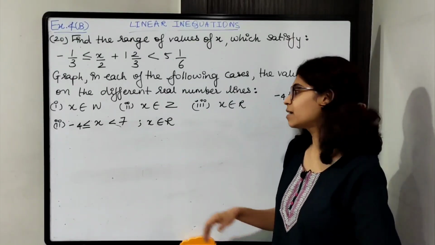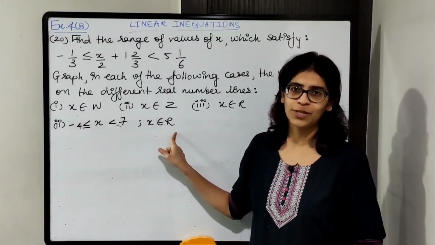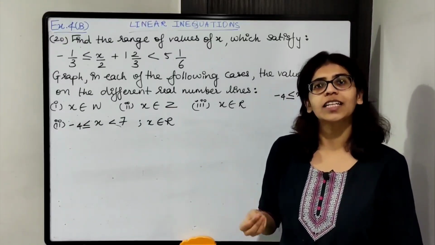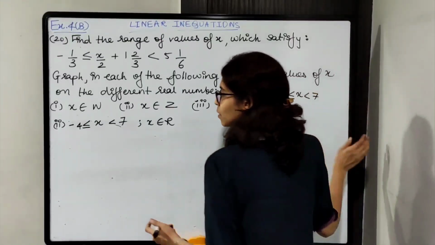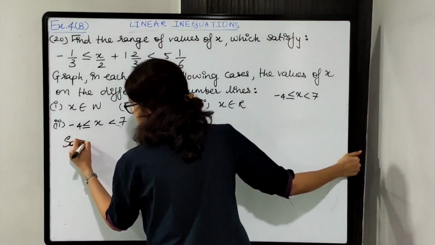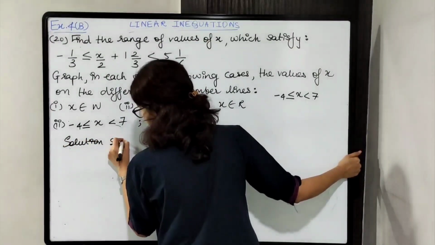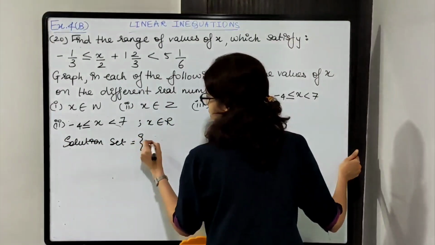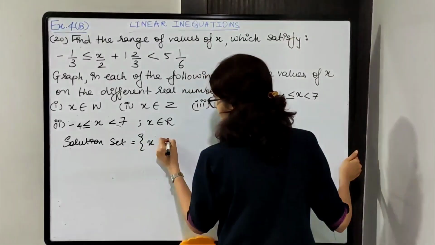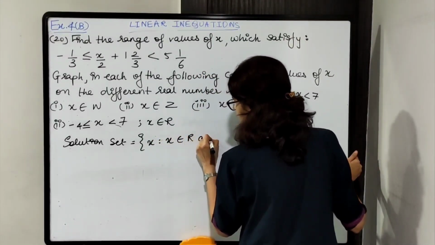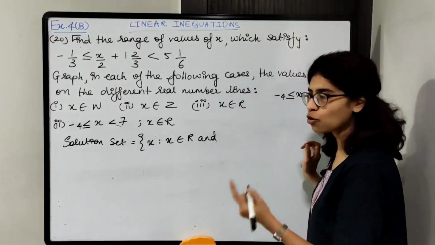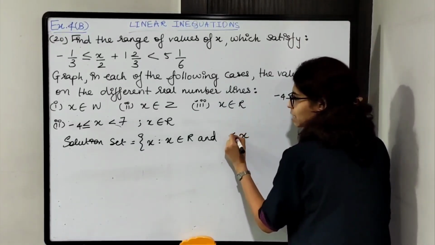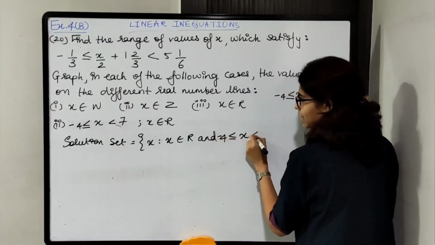Now the third case, x belongs to the set of real numbers. So we'll write down the solution set in set builder form, okay? So the solution set will be the set of all x such that x belongs to R, and now we need to write down the range of x. So x is greater than or equal to -4 and less than 7.